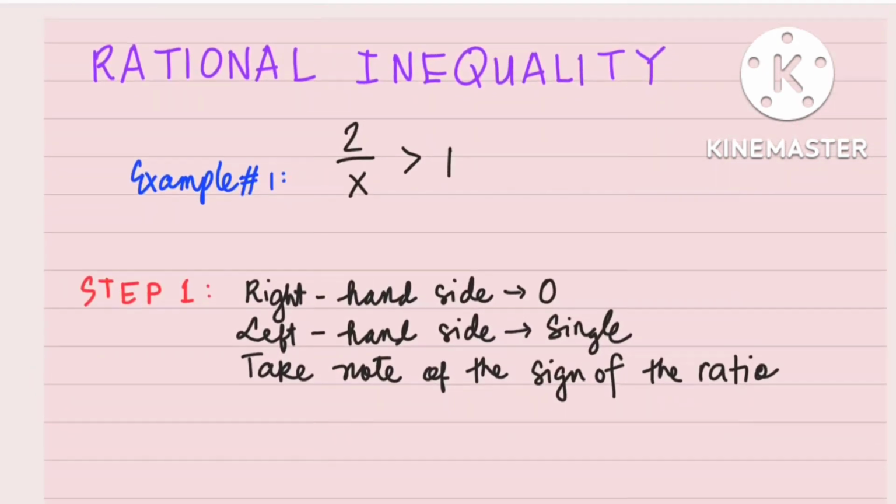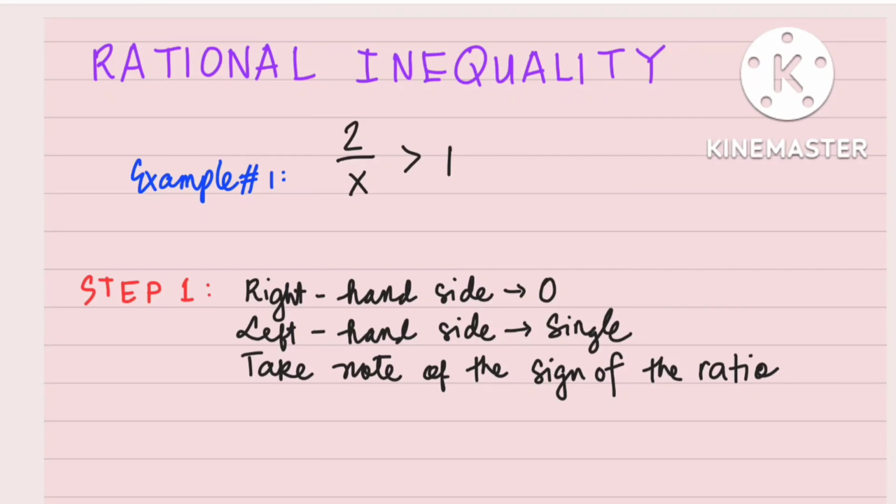Now we go to solving rational inequalities. So in solving rational inequalities, we will follow 5 steps. Step 1, our goal is to make the right-hand side 0. And we want to make the left-hand side a single fraction. We take note of the sign after we express the ratio. So how do we do step 1?